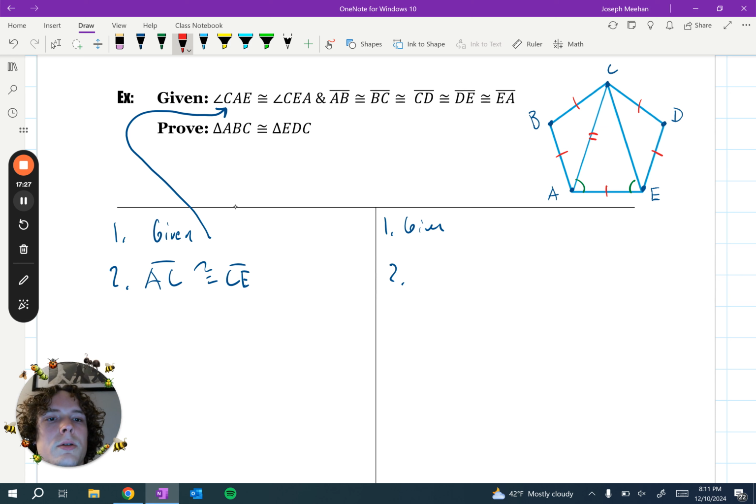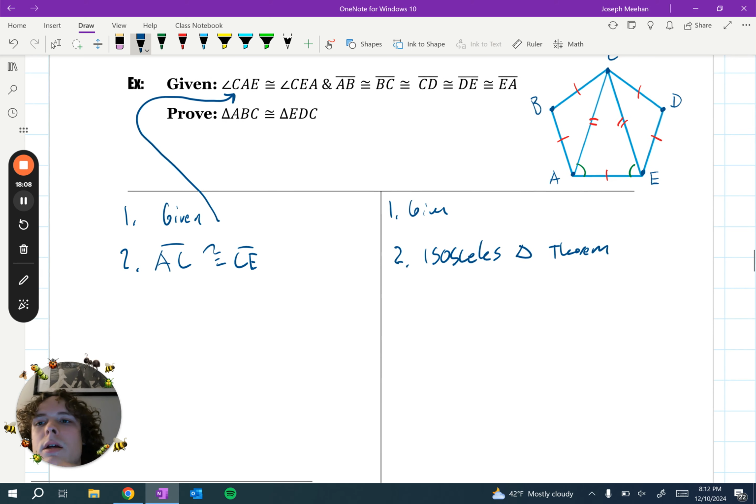Let me find a good color here. These two sides are congruent because of the isosceles triangle theorem, or the converse of the isosceles triangle theorem. I'm just going to put down the isosceles triangle theorem for now, which says basically if you have two congruent sides of a triangle, then the opposite angles are congruent. Or the converse of that would be if you have two congruent angles of a triangle, then the opposite sides would be congruent, okay? So isosceles triangle theorem, something like that. That would help us say AC is congruent to CE, okay?